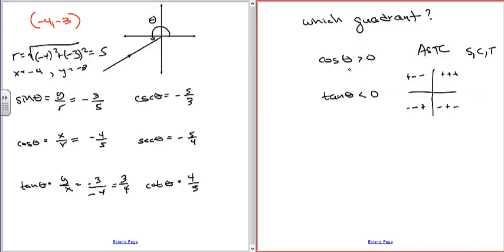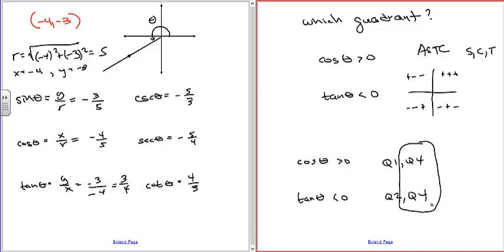So if we look at this, the cosine of theta is greater than 0. So we can say the cosine of theta is greater than 0 in the first and fourth quadrants, and the tangent of theta is less than 0, or negative, in the second and fourth quadrants. So the only place both of those things are true is in the fourth quadrant. So that's one way of doing it.